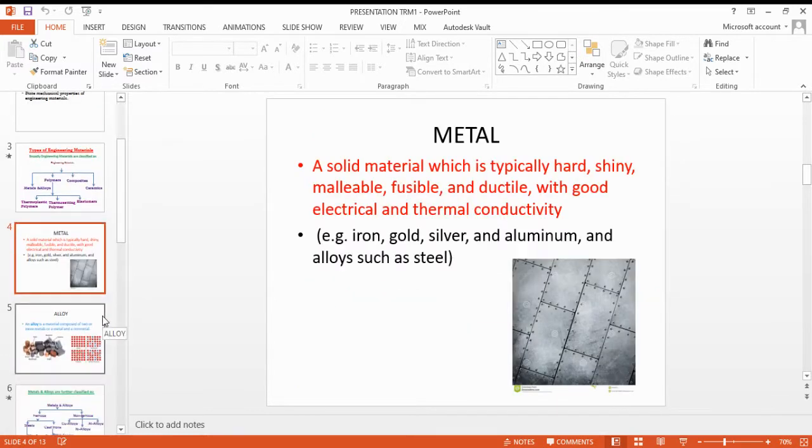First of all, let's look at the metal. What is a metal, if I may ask? A metal is a solid material which is typically hard, shiny, malleable, fusible, and ductile with good electrical and thermal conductivity. That is the best definition of a metal. Examples of a metal are: 1. Iron, 2. Gold, 3. Silver and aluminum, etc. And also we have alloys such as steels. At the extreme right end, bottom of the slide, we have one type of metal, that is the steel.